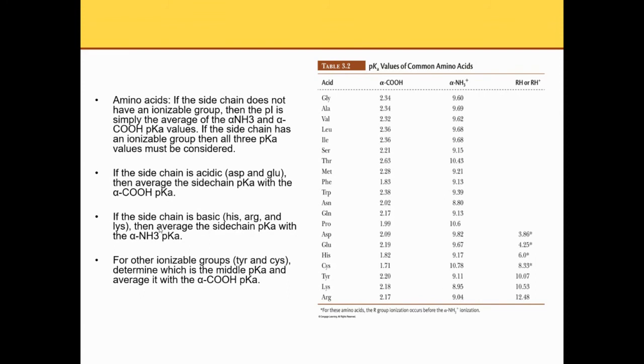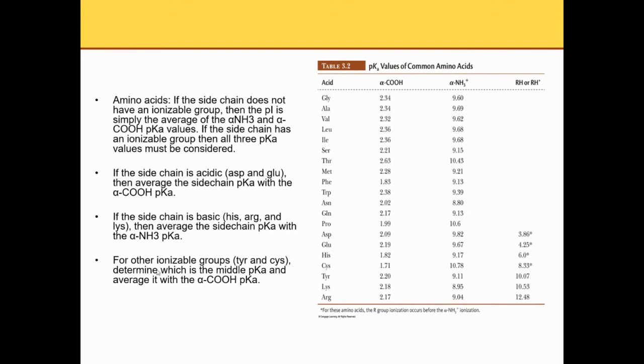Because for these three, you have positive 2, positive 1, 0, and negative 1. And for these two, you have negative 2, negative 1, 0, and positive 1. So these two are completely different. It depends on what side chain it is. These three will give you +2, +1, 0, and -1, and these two will give you +1, 0, -1, -2.